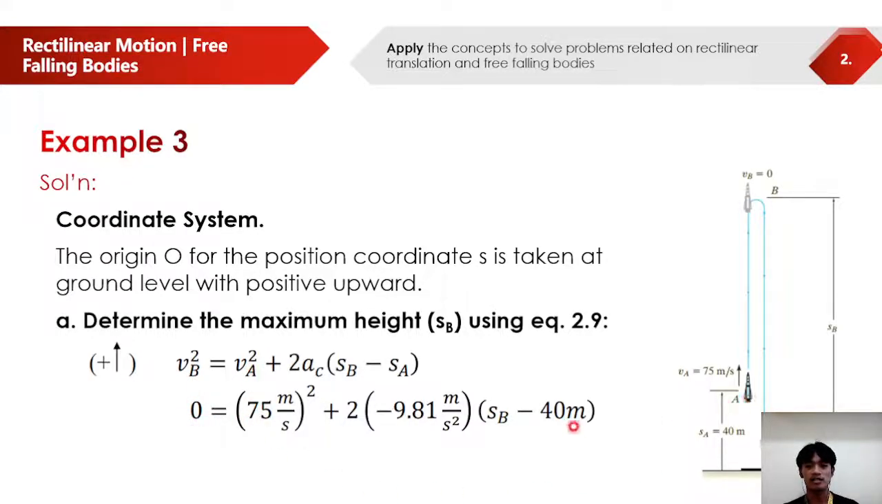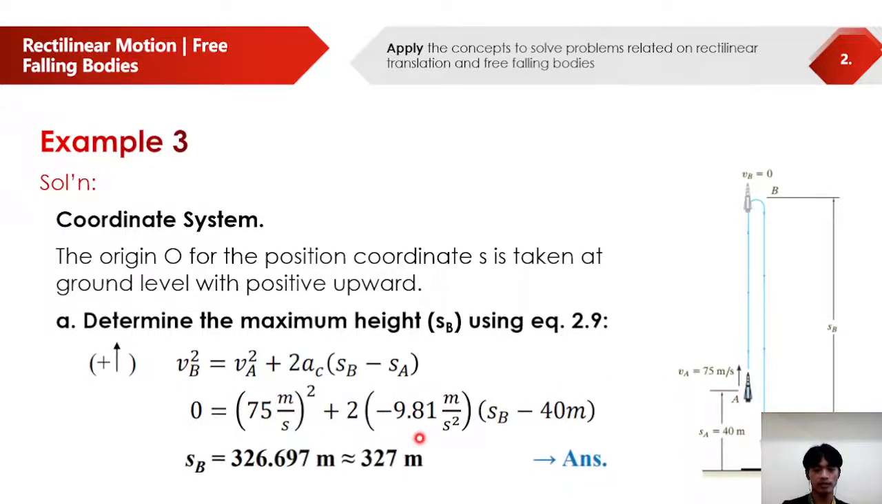Your initial velocity is given as 75 meters per second squared plus 2 times your acceleration. Why is it negative? Because due to gravity, its motion is downward. Okay? It's opposing the coordinate axis we assumed, since gravity is downward. So we have negative 9.81 meters per second squared times S sub B, which we are going to find out, minus 40 meters, which is the initial position from the origin, or from the ground to point A.